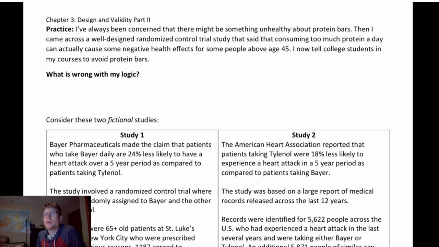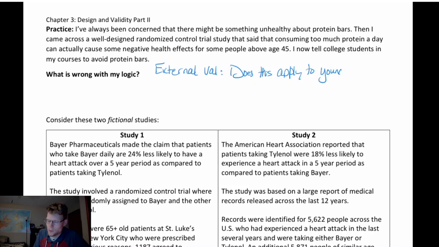One thing that I would point out is that even though we do have a well-conducted study, so I have objectively sourced data, this is not anecdotal evidence, right? But I'm applying it incorrectly. I'm generalizing it to the wrong population first off. So I'm going to say external validity. Does this apply to young people? The study said that there is possible health detriments to people above age 45, but can I generalize these results to young people? That I don't know. Let's see, is there anything else? I feel like I'm thinking on the spot here.